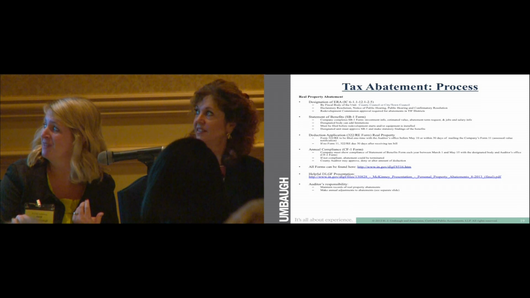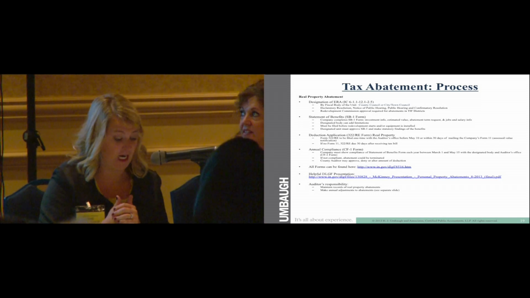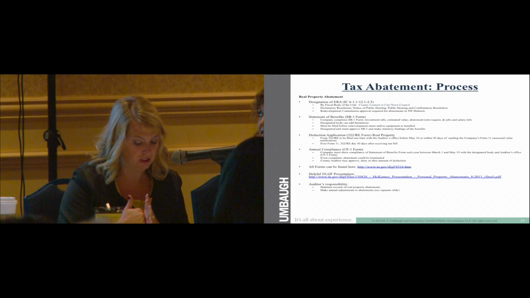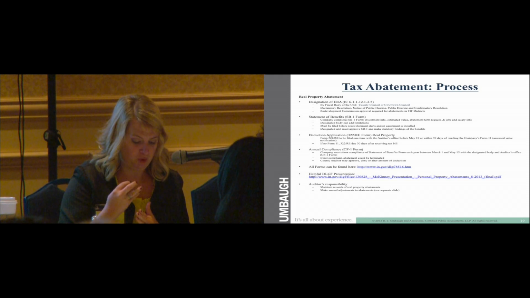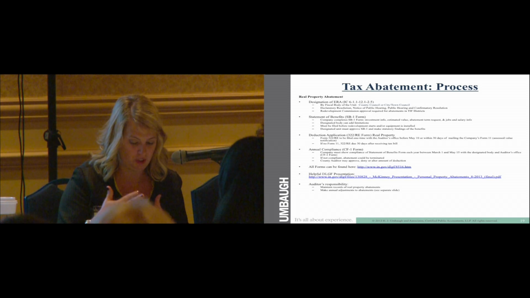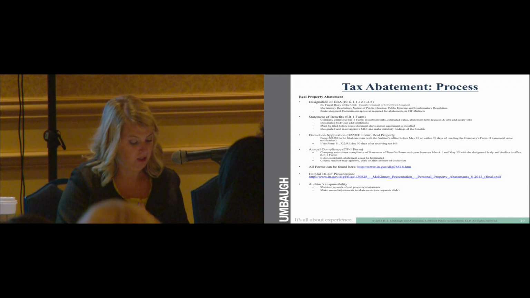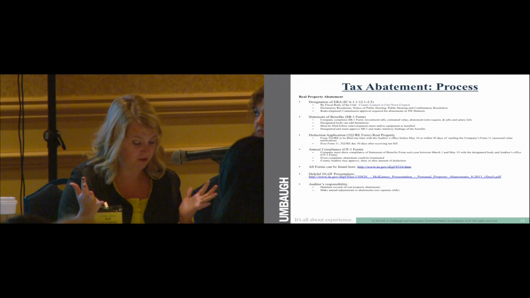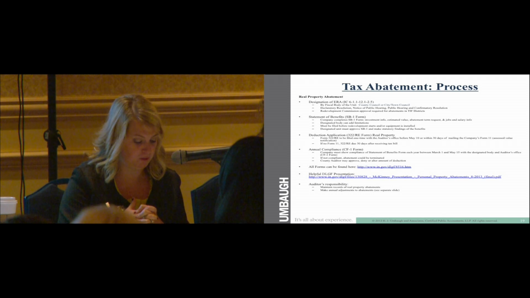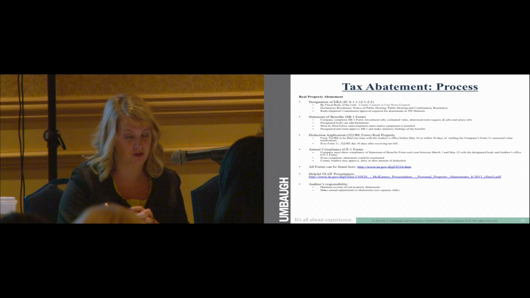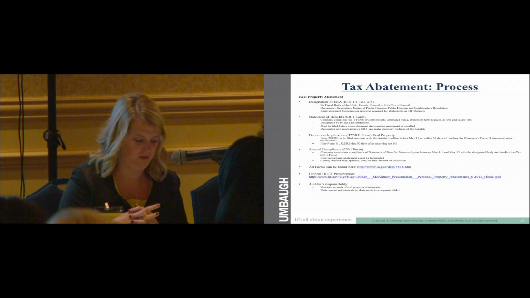Sorry, I missed that. The next point is the annual compliance form. So the CF1 is what the company must file between March 1 and May 15th each year with the designated body and the auditor's office. If not compliant, then the abatement could be terminated, and it's your job, or you have the responsibility, to approve, deny, or alter the amount of the deduction for real property abatements.